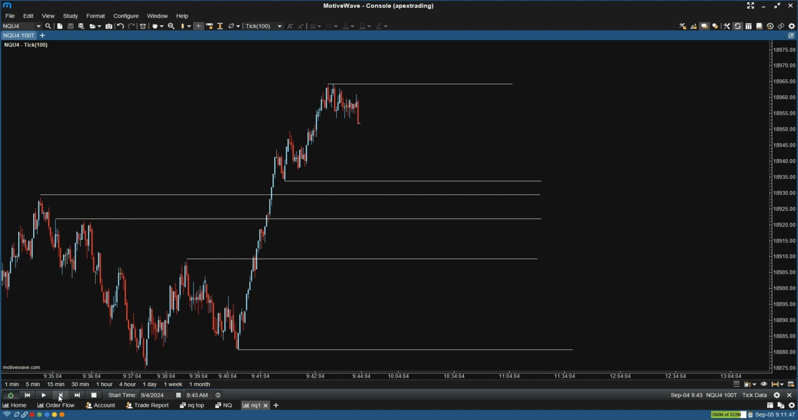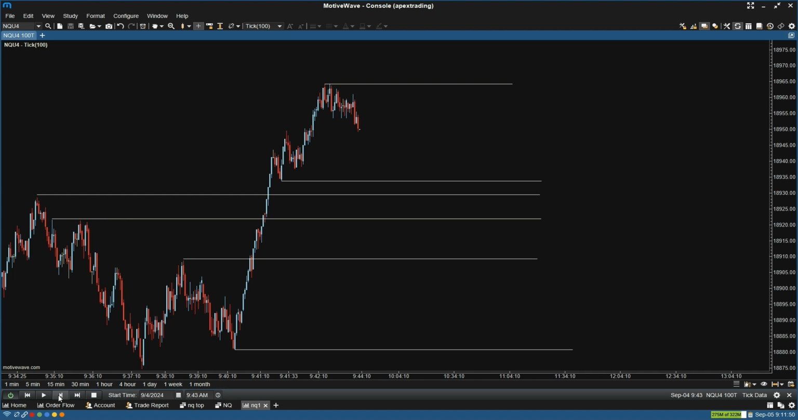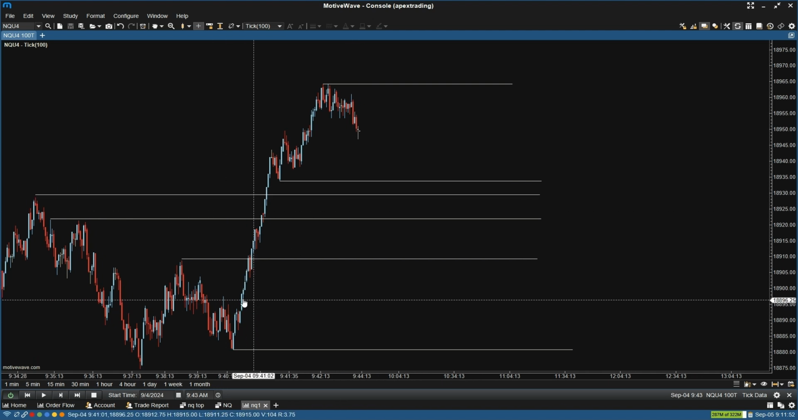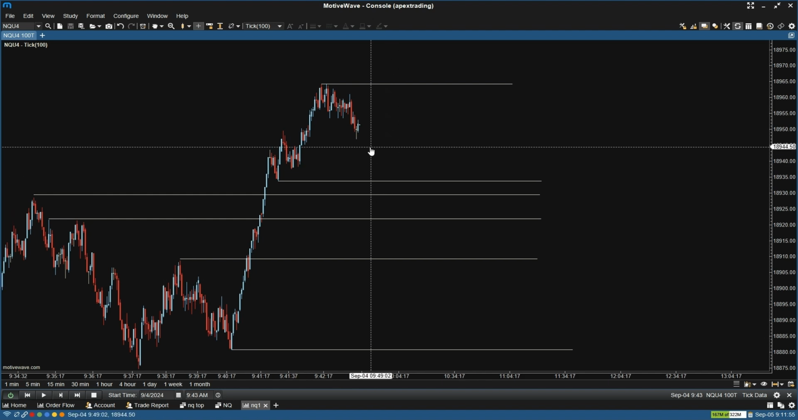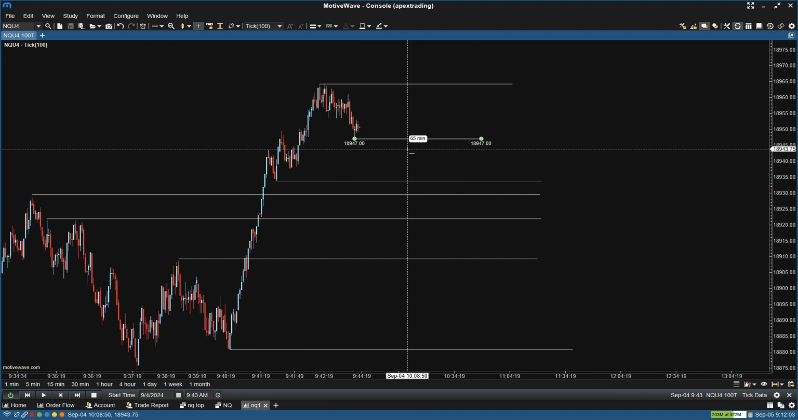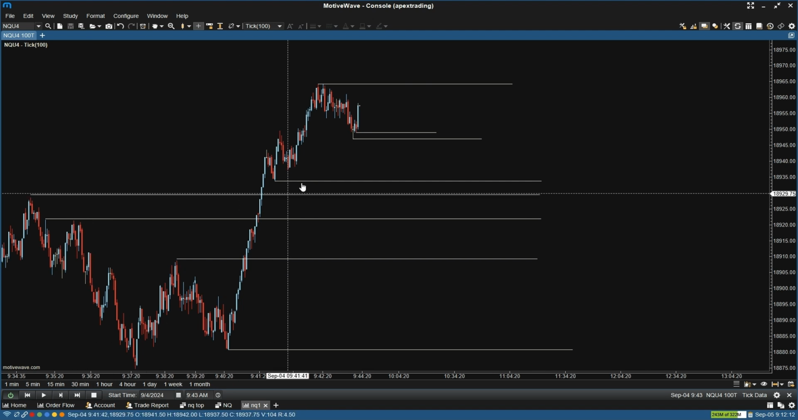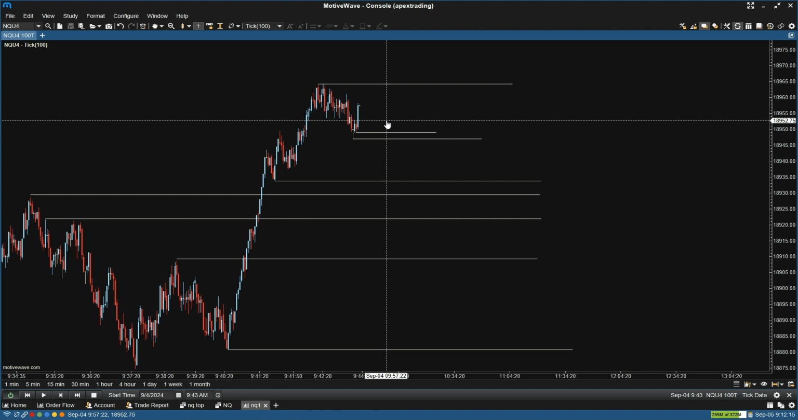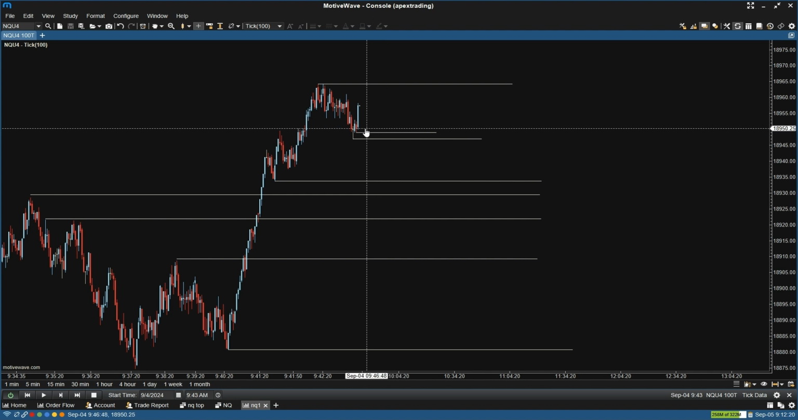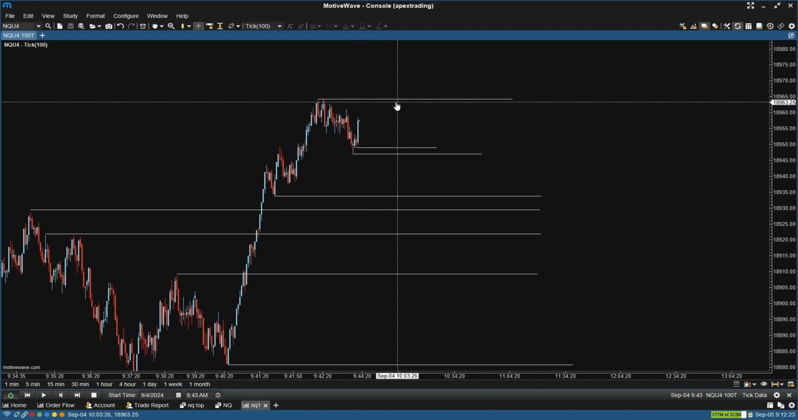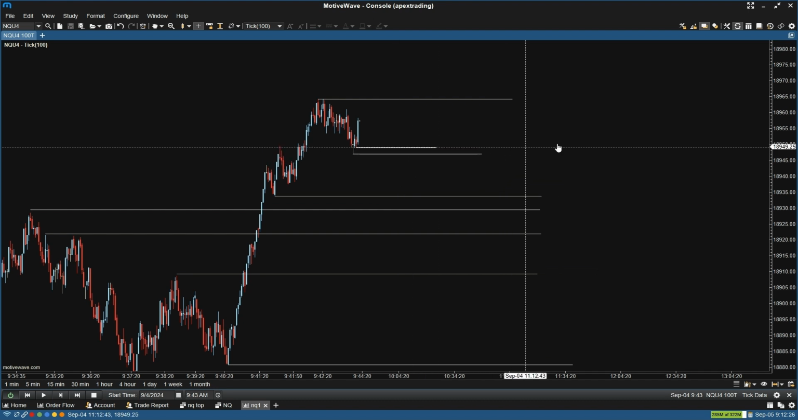So we give that structure here. Okay, so we have this structure. Are we gonna go down some more? So we're making a micro higher high, a lower high, and that's a bullish sign there. Maybe we're gonna take out this high there.